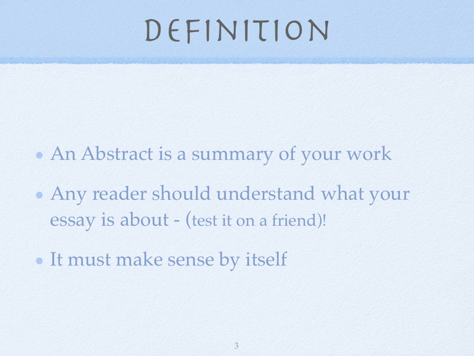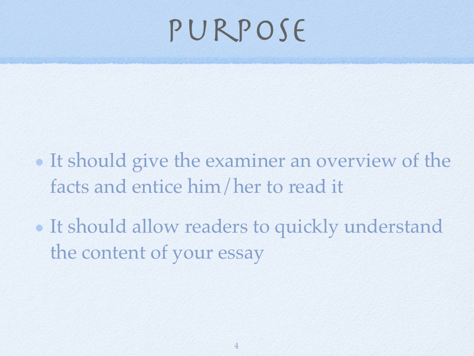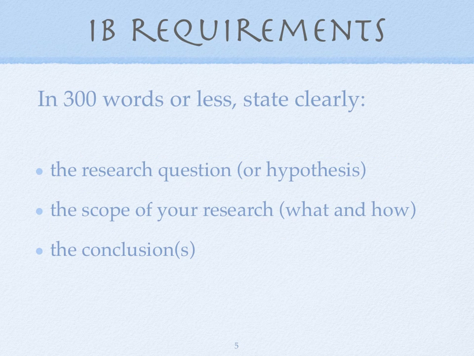Definition. An abstract is a summary of your work. Any reader should understand what your essay is about. Test it on a friend. And it must make sense by itself. Purpose. It should give the examiner an overview of the facts and entice him or her to read it. It should allow readers to quickly understand the content of your essay.